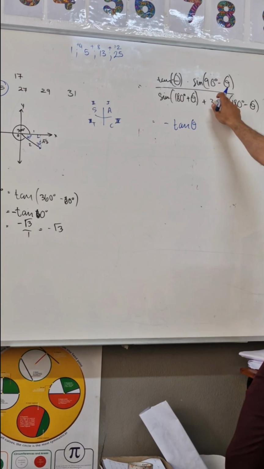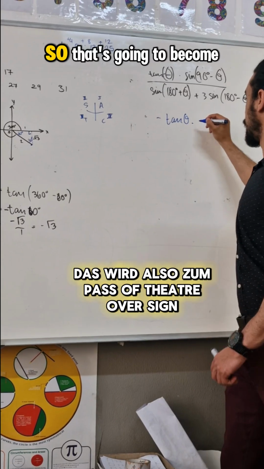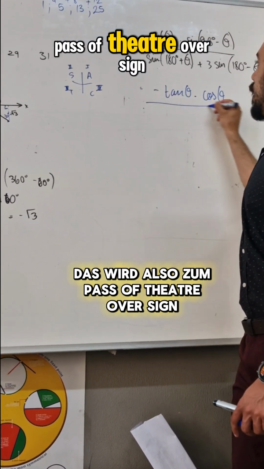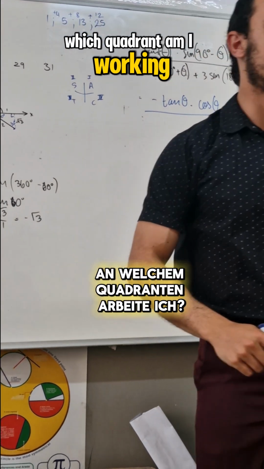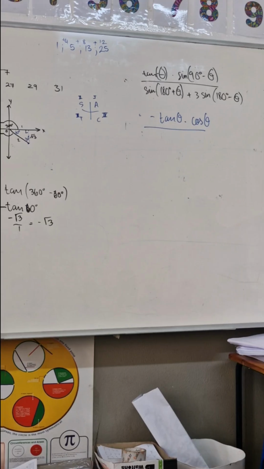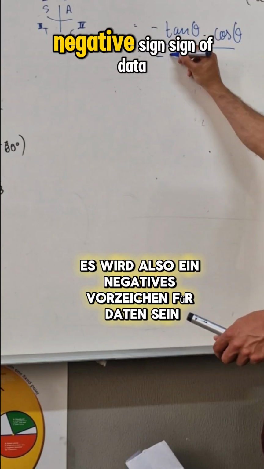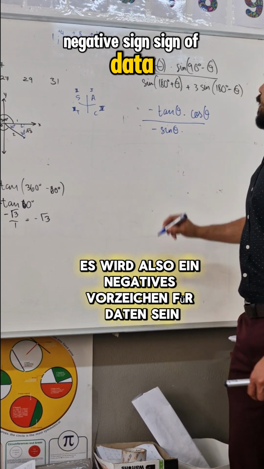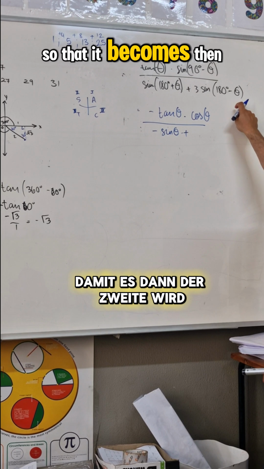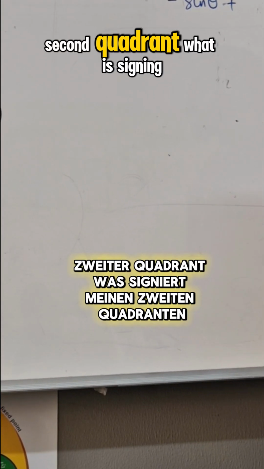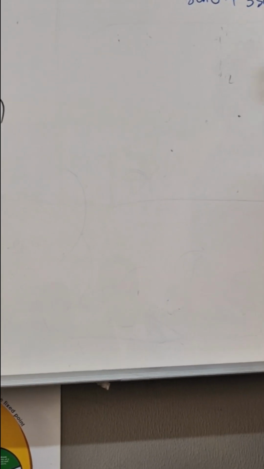What do I have here? Co-functions. So that is going to become cos of theta over sine 180 plus. Which quadrant am I working in? 180 plus what? Third quadrant. And what is sine in my third quadrant? Negative. So it's going to be negative sine of theta, plus sine 180 minus. So that becomes the second quadrant. What is sine in my second quadrant? Positive. Positive 3 sine of theta.